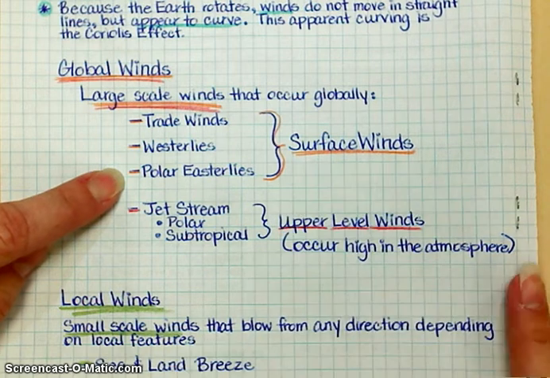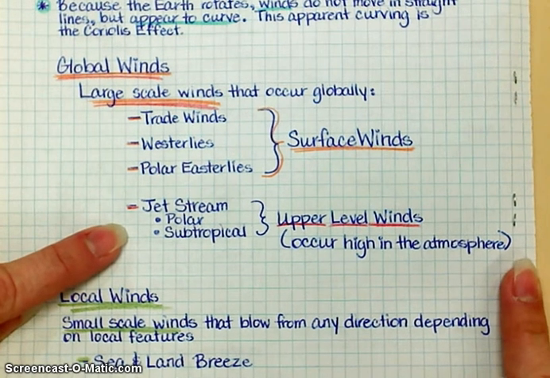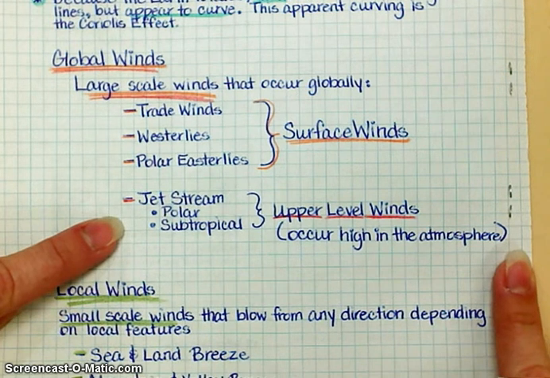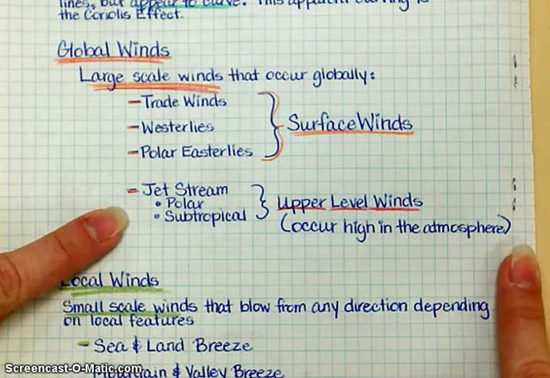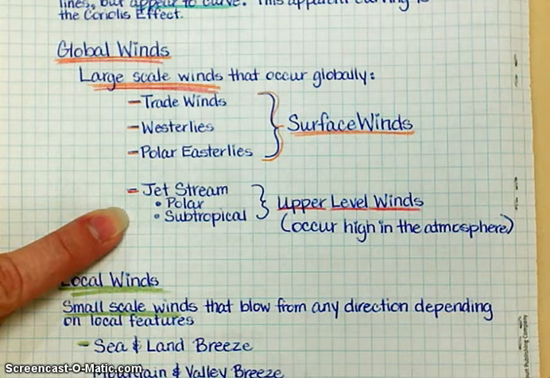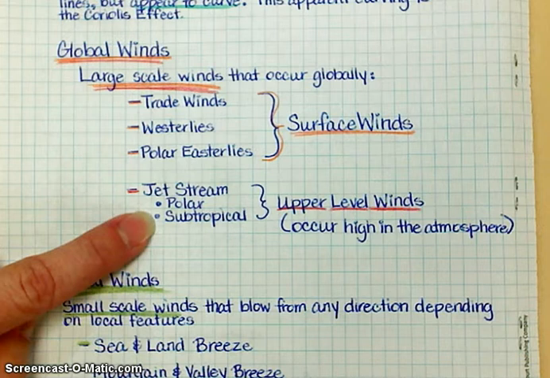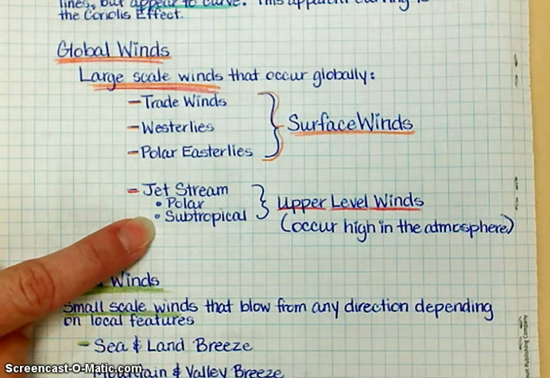We also have some large-scale winds known as the jet stream. And the jet stream, those are upper-level winds. They occur high in the atmosphere, so they're not surface winds, okay? We have two jet streams that we need to remember. The polar jet stream and the subtropical jet stream. Both hemispheres have a polar jet stream. Both hemispheres have a subtropical jet stream, okay?